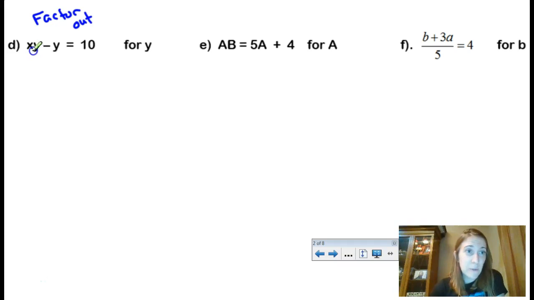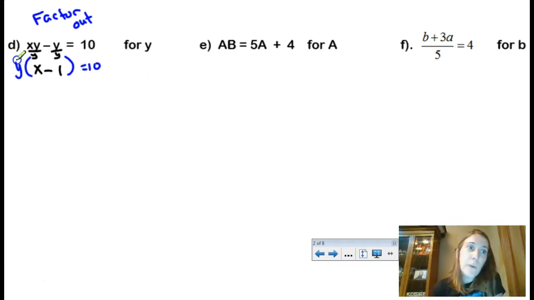So if I were to pull the y out in front of this expression, factoring out is kind of the opposite of distribution. Think about what would be left here if you divided each of these terms by a y. If I divided xy by a y and y by a y, we'd be left with x minus, now y divided by y, yeah, they do cancel, but they don't just go away, right? There's still a 1. And then it equals 10 still. And remember, your job is to solve for y.